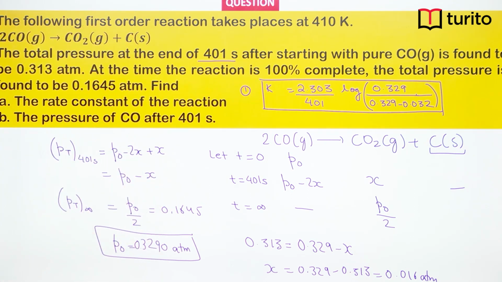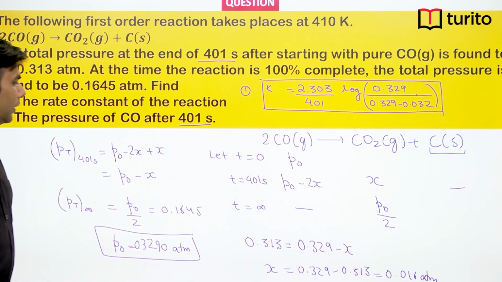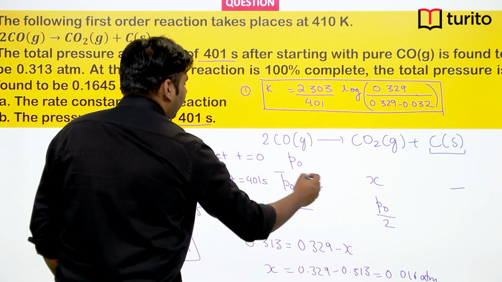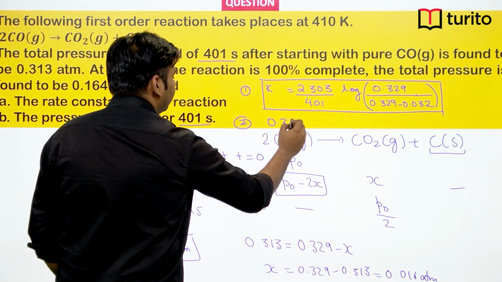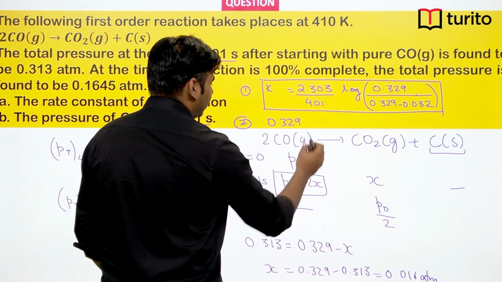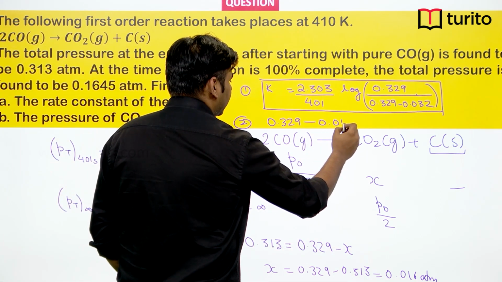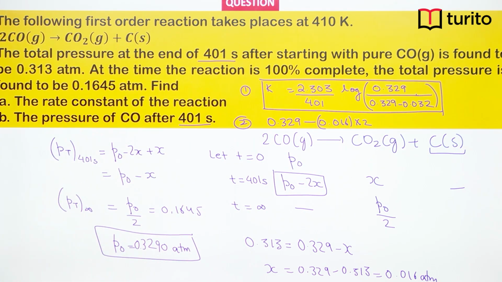Okay. Now, the question asks what will be the pressure of CO after 401 seconds. The pressure of CO after 401 seconds is P naught minus 2x. So the answer would be 0.329, which is P naught that we have calculated, minus 2x, where x we know is 0.016, so 0.016 into 2. That is this term only. So this would be the pressure after time 401 seconds. I hope this is clear to everyone. Just have a quick look.